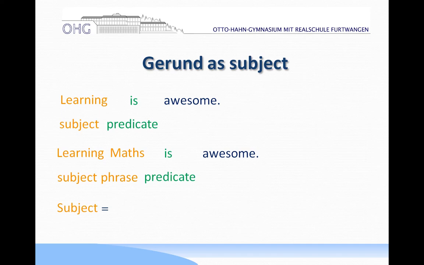So the subject in both cases here is the gerund. And that means you take a verb, take the ing form, and that is your subject. Buying a car is fun. Or buying a car is expensive. Going on holiday is wonderful. So this works really easily.